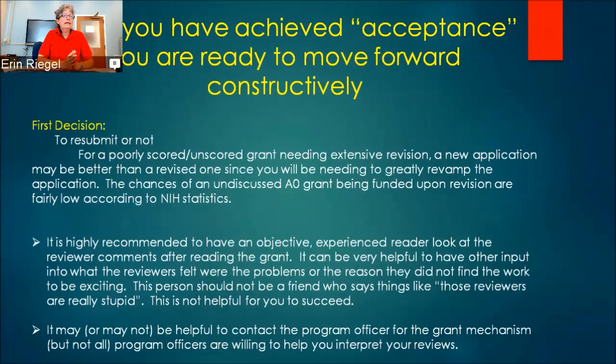Now, this may be a time to contact the program officer. Keep in mind, if your grant's triaged, the program officer has nothing more in front of them than what you do, because that grant was not discussed, and they did not hear any discussion that may tell you whether or not that grant should be resubmitted. They can maybe help you interpret the reviews, but it depends on the program officer.